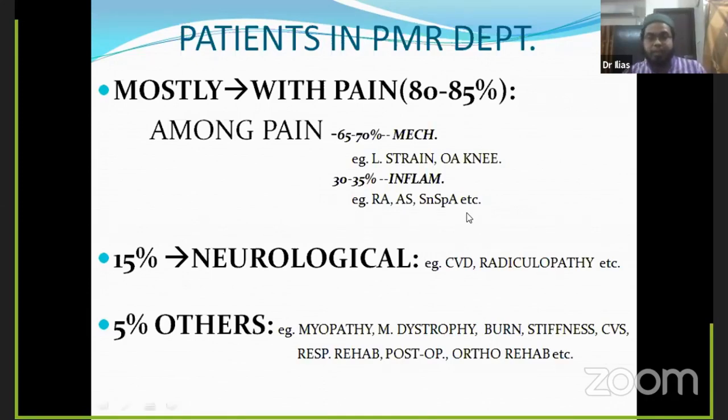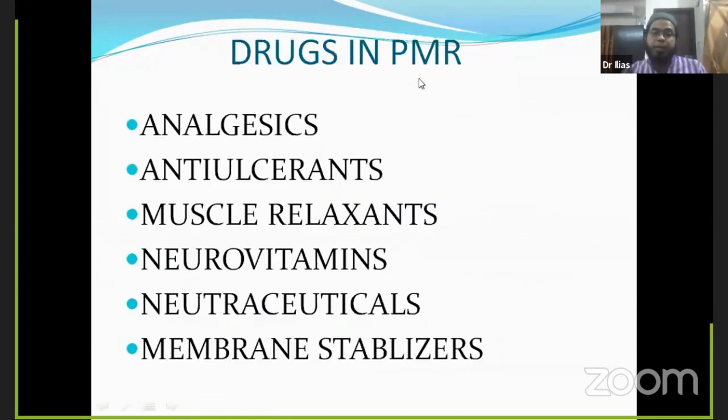Okay, let's come to the next slide. You see, I mentioned here the drugs in physical medicine and rehabilitation. First of all, I mentioned the analgesics. Analgesics means the drugs which are active to reduce pain, against the algia. I will discuss how many types of analgesics there are in the subsequent slides later on.